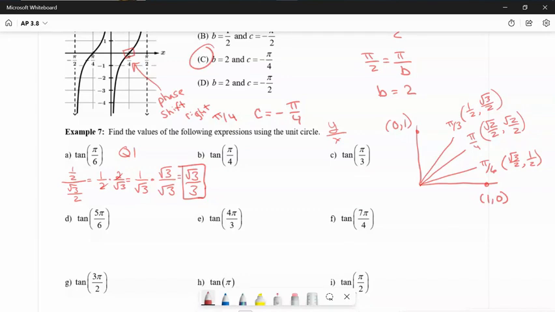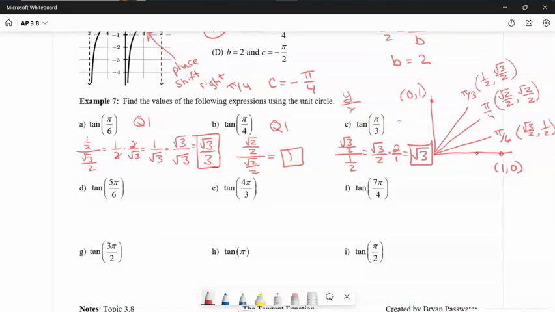All right, for pi over 4, my y is square root of 2 over 2, and my x is square root of 2 over 2. So that is just 1. And again, I'm in the first quadrant here. And then pi over 3, I have my y, which is square root of 3 over 2, over my x, which is 1/2. That gives me square root of 3 over 2 times 2 over 1, which just equals square root of 3. Okay, and that was also quadrant 1. All right, so those are nice in our first quadrant.